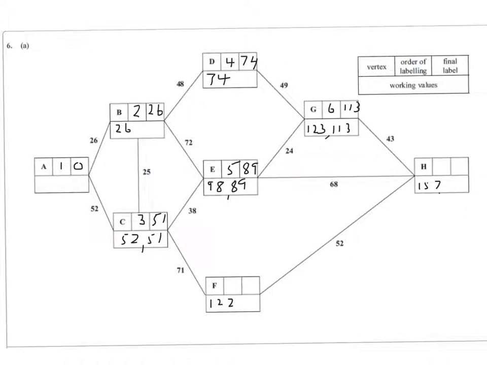What's directly connected to that? Well, that's H. 113 plus 43 is 156. Smallest working value of all those that have not been labelled is F, so that's number 7, so that's 122. Now we need to add 122 to 52, that's 174. Now because that is not smaller than 156, I'm going to put that in brackets.